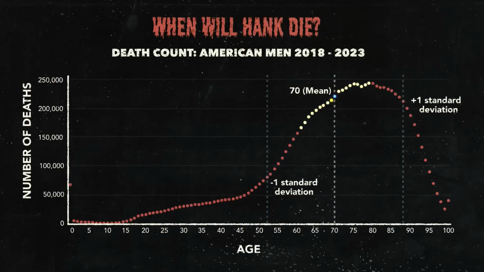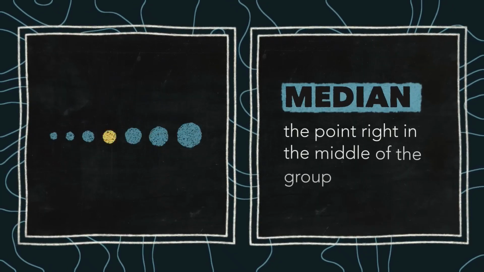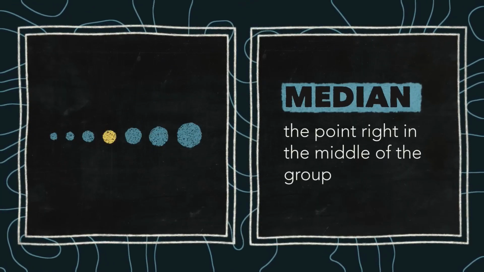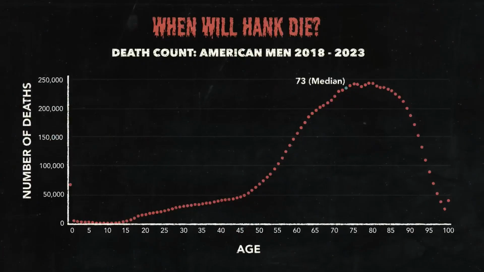Another number that might be helpful is the median, or the point right in the middle of the group, where an equal number of US men die before and after, and that would be 73, still relatively close to 70 and 79, but different enough to matter. Because the median is always the number directly in the middle of the dataset, it is less likely to be skewed one way or the other the way a mean might be, so it might tell me way more about when American men tend to die. Though of course, it still cannot tell me when I'll die.